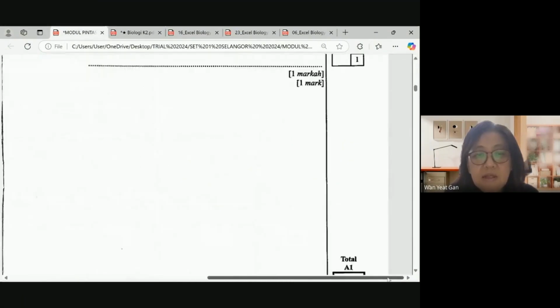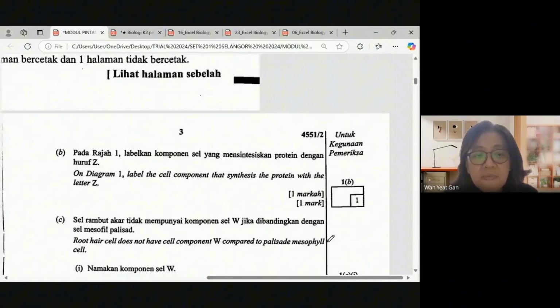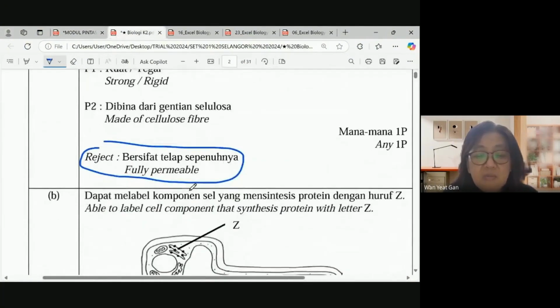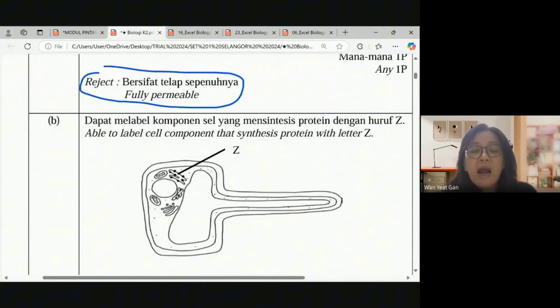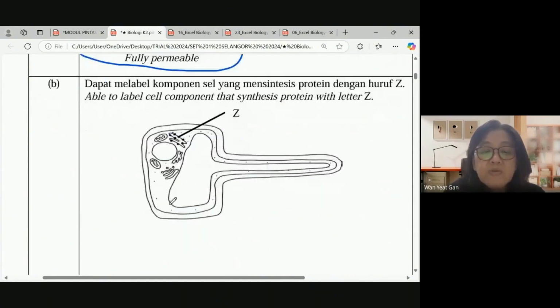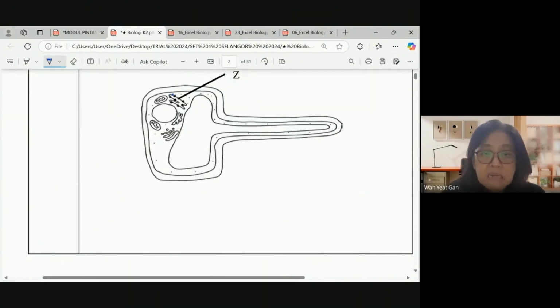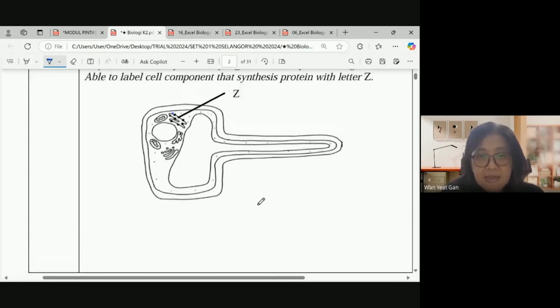Okay, next, let's look at question B. On diagram 1, label the cell component that synthesizes the protein with the letter Z. So the part that synthesizes the protein has to be RER. So for RER, it has ribosome. And when you label, please do not use an arrowhead, just use a line to label the part Z, yeah?